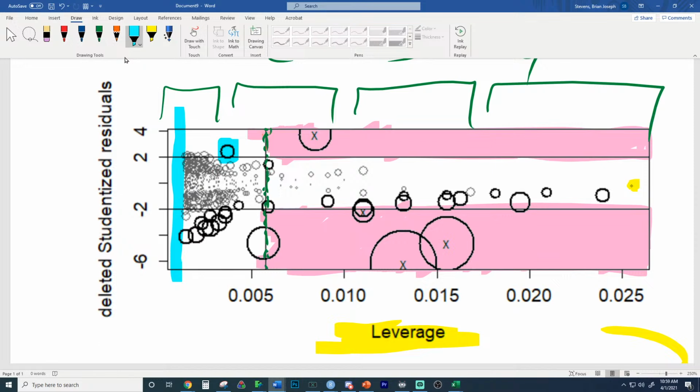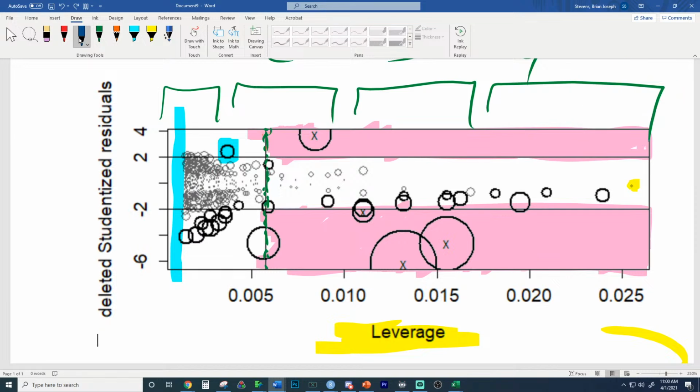What if it's at... Oh, that'd be insane. Oh, wait, yeah, if it was at that, it would be huge. If something were over there, if it had a deleted studentized residual of 4 and it had this, it would probably look something like that big. It'd probably be bigger than the other ones. So it'd be really huge if it was over there. It'd be something like this. That's what it'd be.